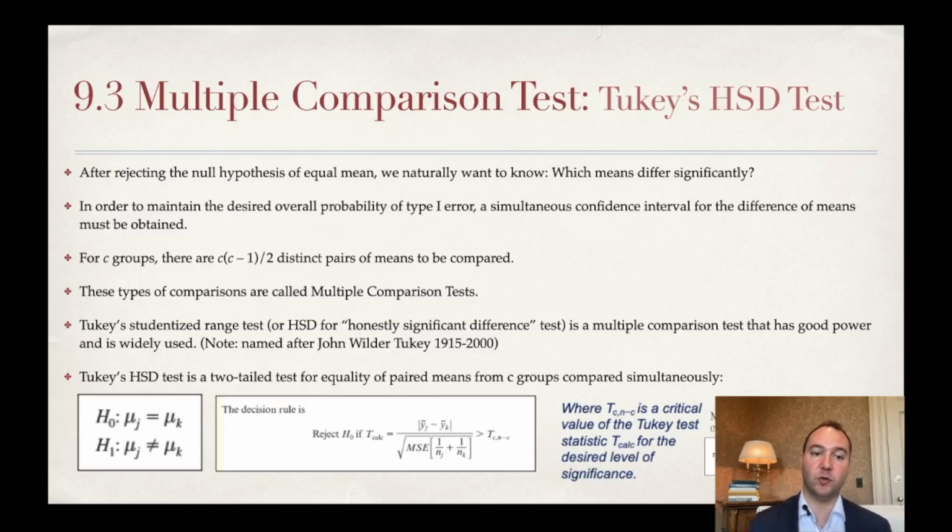Tukey's studentized range test, or the HSD test, standing for honestly significant difference test, is a multiple comparison test that has good power and is widely used. It's named after John Wilder Tukey, who is a very, very famous statistician. Tukey's HSD test is a two-tailed test for equality of pairs from C groups compared simultaneously. Why does it matter if it's a two-tailed test? It just means we're checking each pair of groups and we're checking if that group has the same or different mean. It doesn't matter which direction. That's why we're using a two-tailed test.